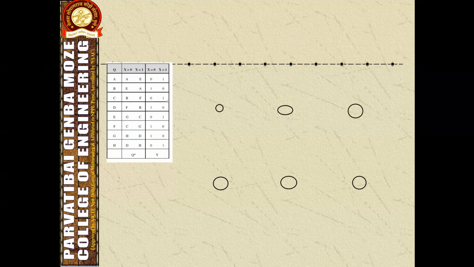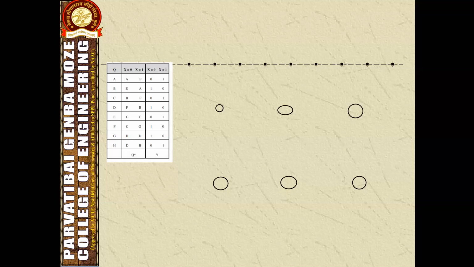Okay. So let's start from A to A, the state changing from present to next. First I am considering this state is A, and which is moving A to A only.